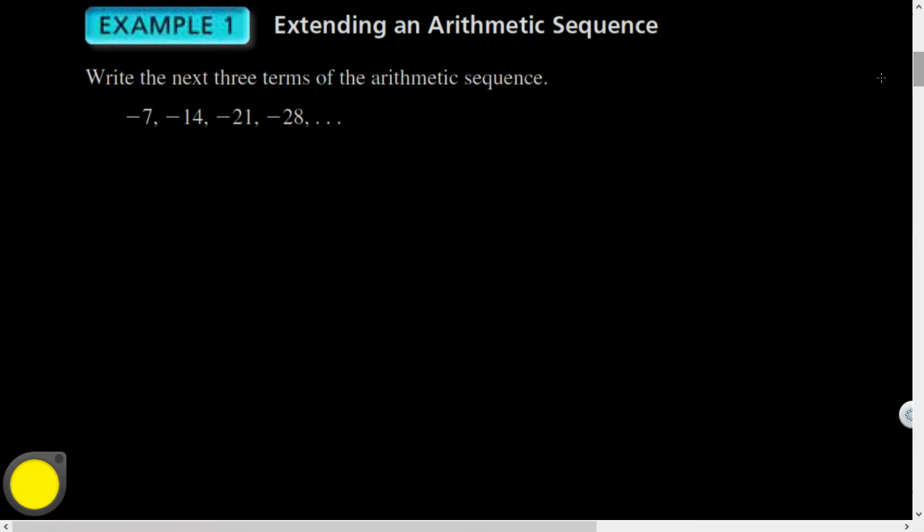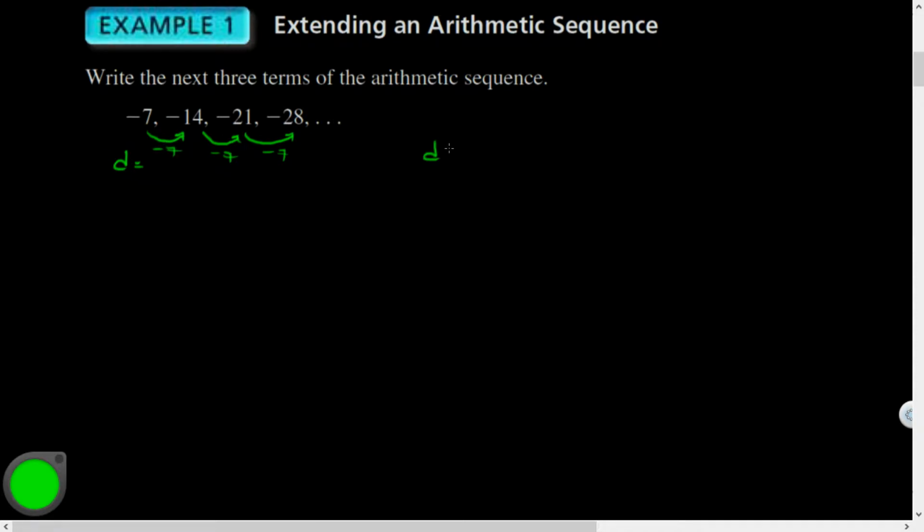So let's see. Write the next 3 terms of the arithmetic sequence. The first thing I'm going to need to do is find out what D is equal to. What does this appear to be doing between each of these? It looks like it's subtracting 7, right? Negative 14 to negative 21 is going down by 7, down by 7, down by 7. So that's one way I could find the common difference.